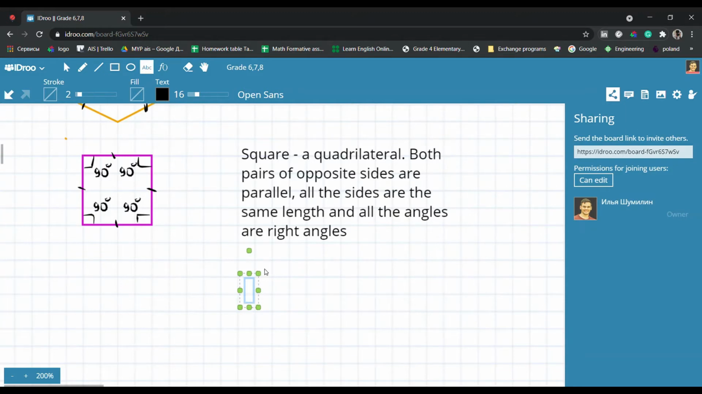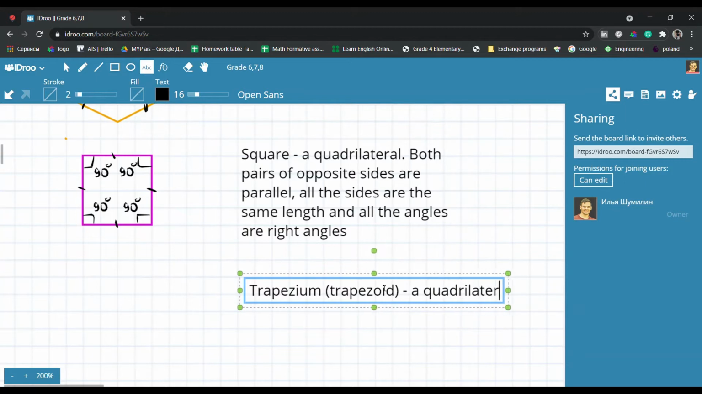All right, and the last shape we can see here should be, of course, the one you all waited for a long time. It's trapezium, or some people say it's called trapezoid. You can call it trapezium or trapezoid. It doesn't matter, actually. All right. First of all, can you guess what it is? It's a quadrilateral, and the special thing about it is that one pair of opposite sides is parallel. Only one pair of opposite sides is parallel.